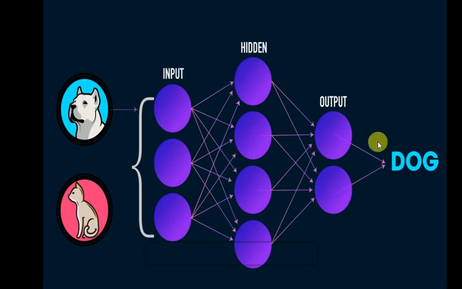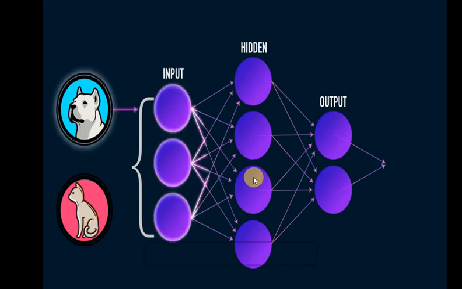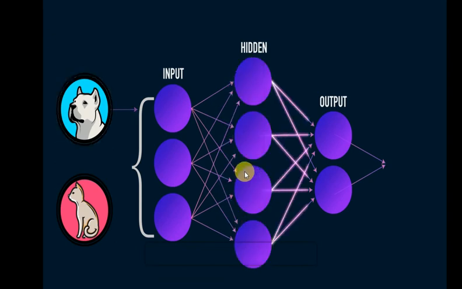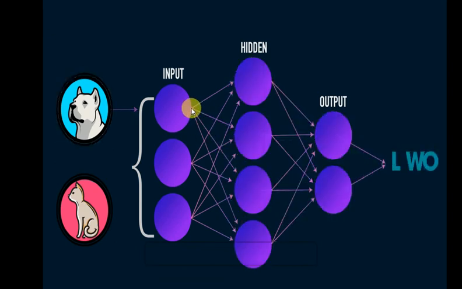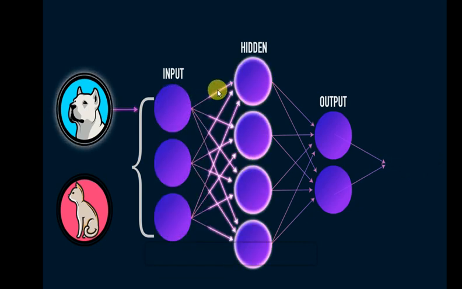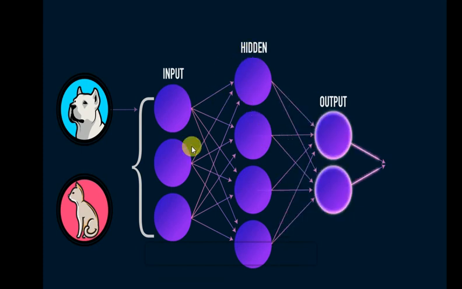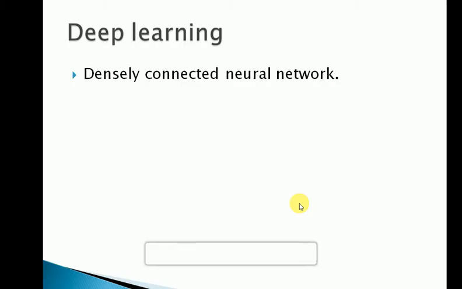Furthermore, all the nodes are interconnected to each other. They are densely connected, and every single node is connected to other nodes. You can see this first node is connected with the last node, the third node, the second node, and so on. So every node is densely connected to each other.